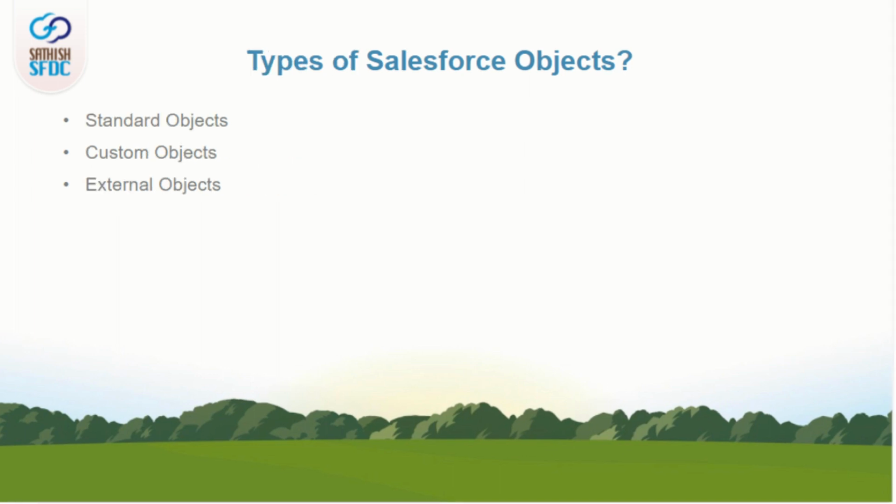Next, coming to the types of objects. There are three types of objects in Salesforce. Those are standard objects, custom objects, and external objects. I will give you a simple explanation about these objects one by one. We can see in detail in our upcoming videos.